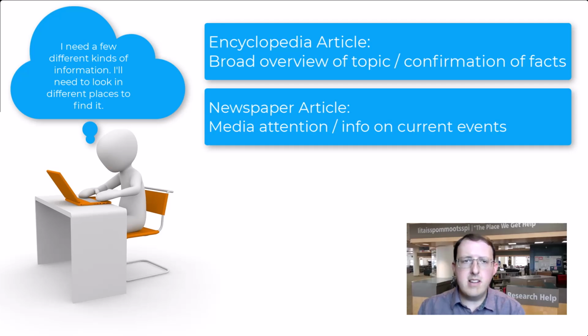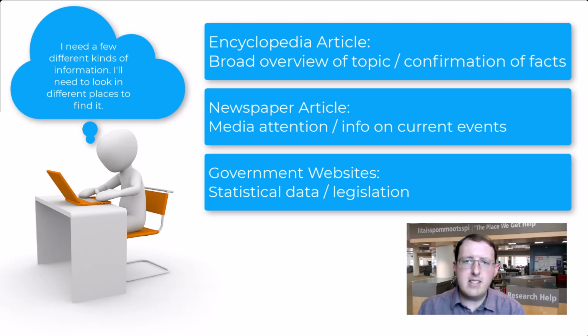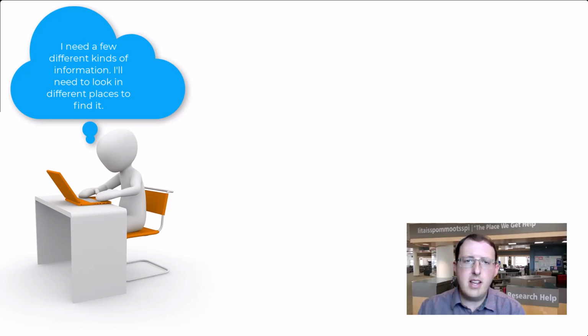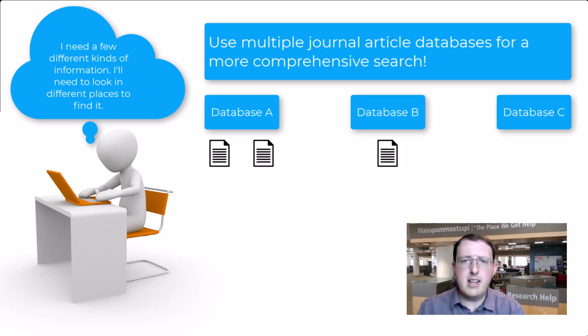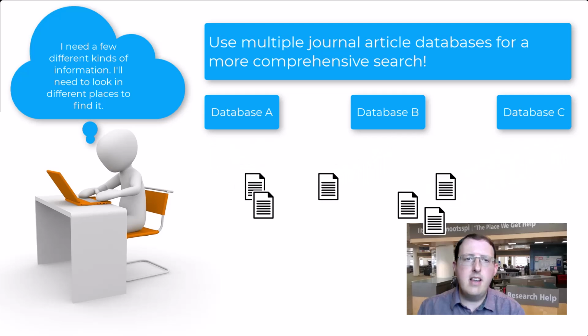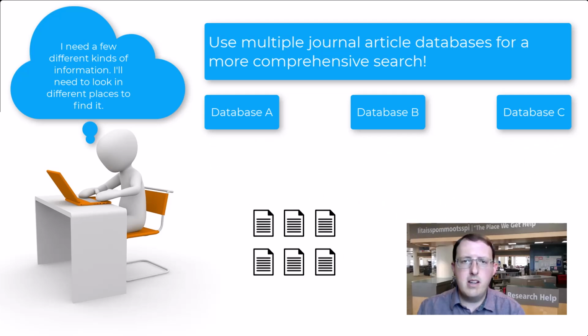And note that because scholarly articles typically take months to be published, they are often unhelpful when information on current events is needed. Government websites can be excellent sources of statistical data or information on legislation. Even if you're just looking for journal articles, it can be helpful to search more than one database, especially if you're wanting to gain a more comprehensive understanding of the research that's been done on a topic, or if you're interested in different disciplinary perspectives.